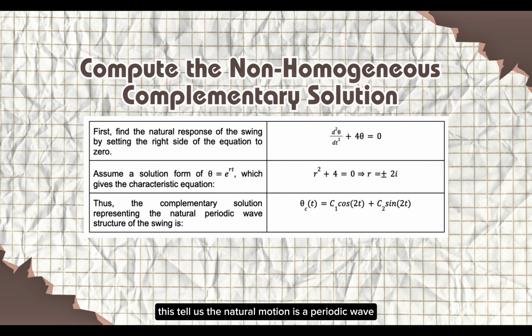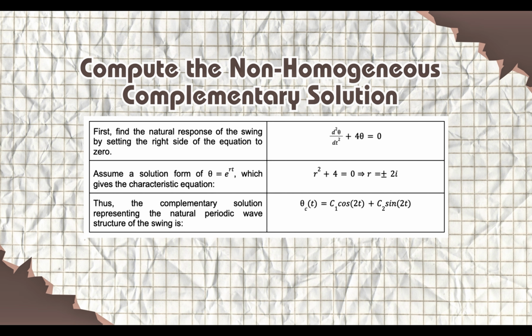This tells us the natural motion is a periodic wave, represented by our complementary solution, theta_c(t) equal to c1 cos 2t plus c2 sin 2t. This is the steady natural rhythm of the swing.